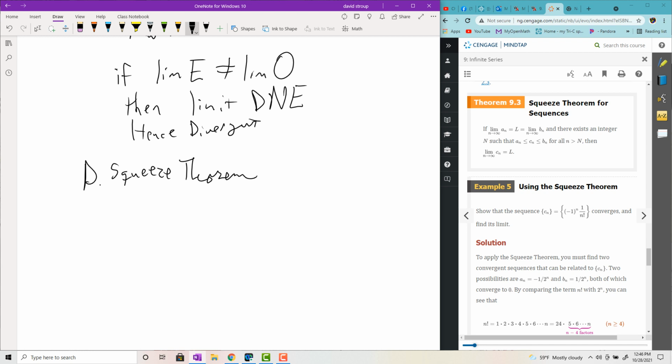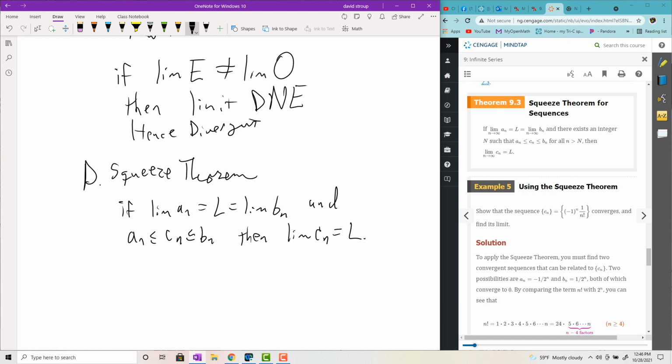And you saw the squeeze theorem in Calc 1. This is just the same thing. So if you have the limit of a sub n equaling L equaling the limit of b sub n, and it's always limit as n goes to infinity in all of this chapter, and eventually a sub n is less than or equal to c sub n less than or equal to b sub n, then the limit of c sub n will equal the limit of b sub n and a sub n, right? So the limit of c sub n will just equal L.